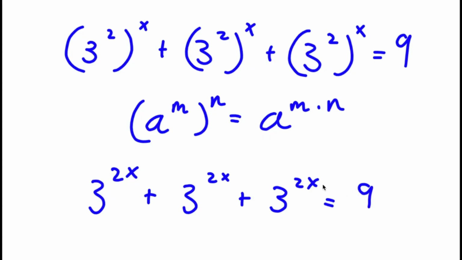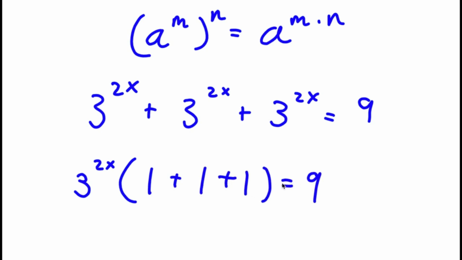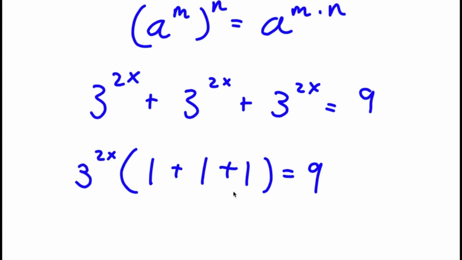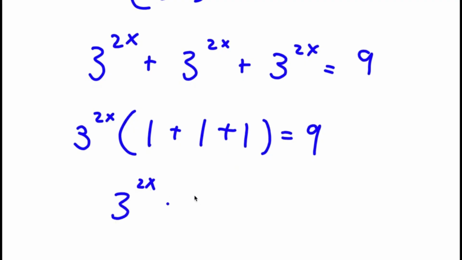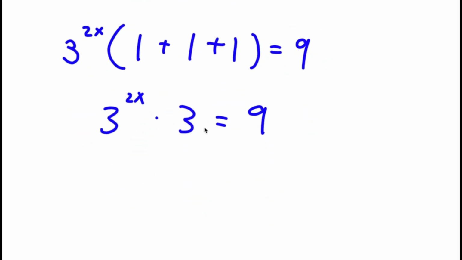Now from here, if I factor out 3 to the power of 2x from my left-hand side, I get 3 to the power of 2x times (1 plus 1 plus 1) is equal to 9. Now 1 plus 1 plus 1, that's simply going to equal 3. So now I have 3 to the power of 2x times 3 is equal to 9. Now notice how both of these bases are 3. So what I want to do is I also want to convert 9 into something in the base of 3. Well, 3 to the power of 2, that's equal to 9. So if I replace 9 with 3 to the power of 2, I get 3 to the power of 2x times 3 is equal to 3 to the power of 2.